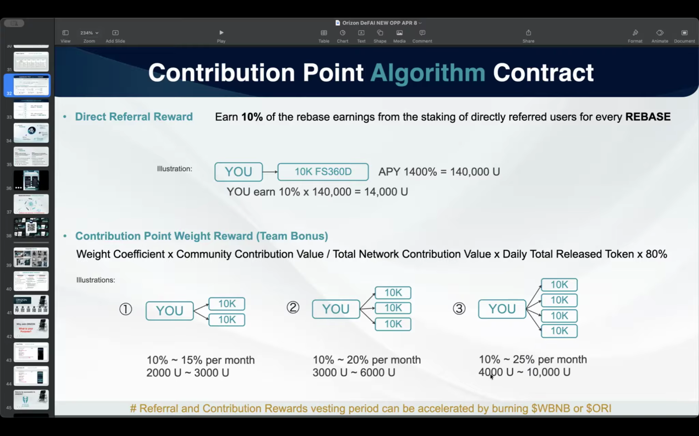So you could earn 4 to 10K here, 3 to 6K here, and 2 to 3,000 here. The same volume on more legs. This is less work. This is more work.